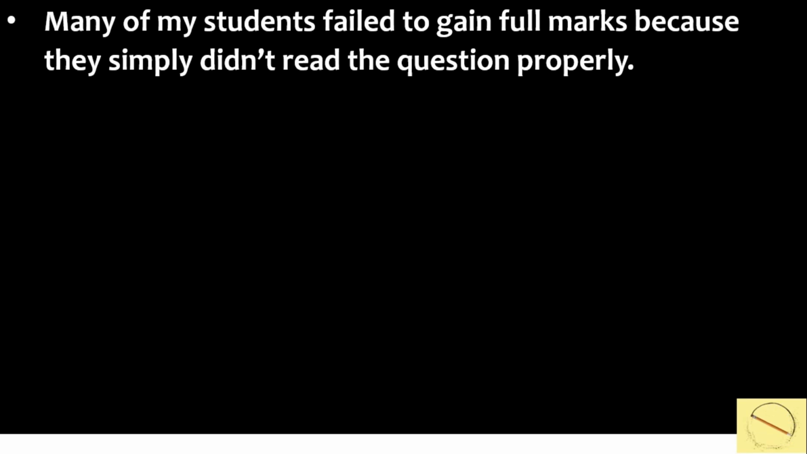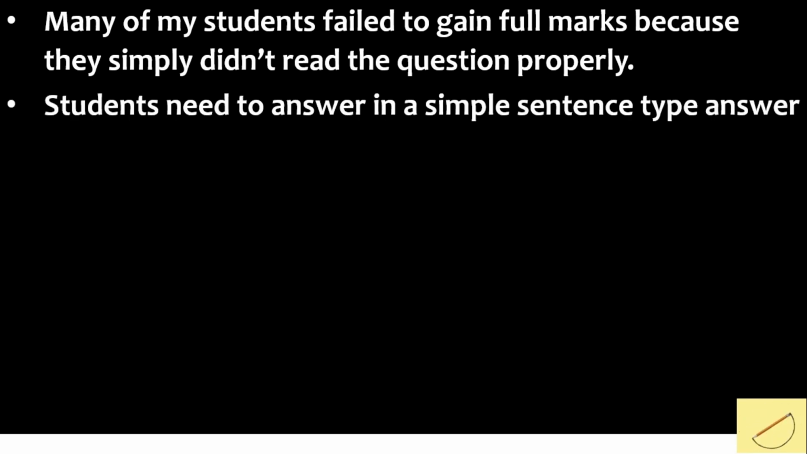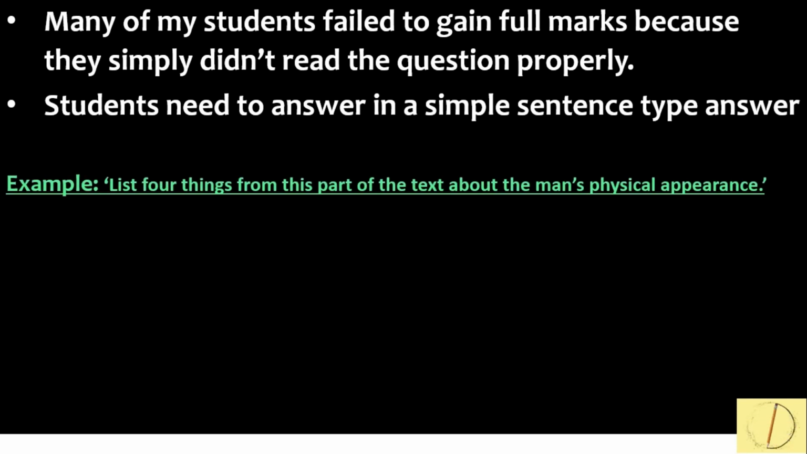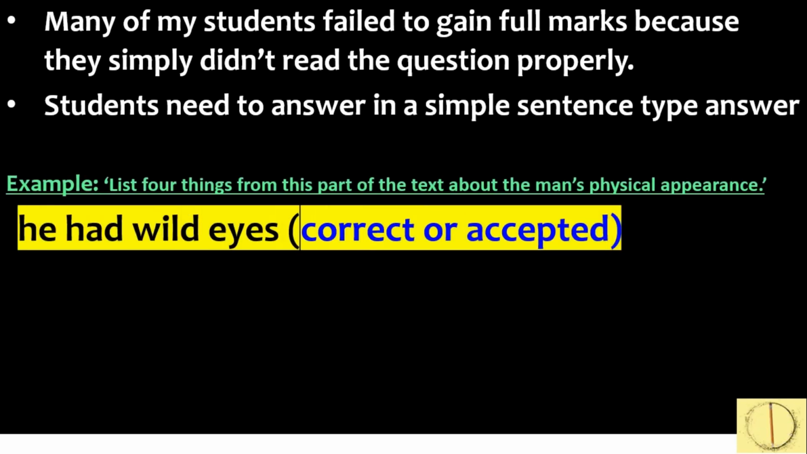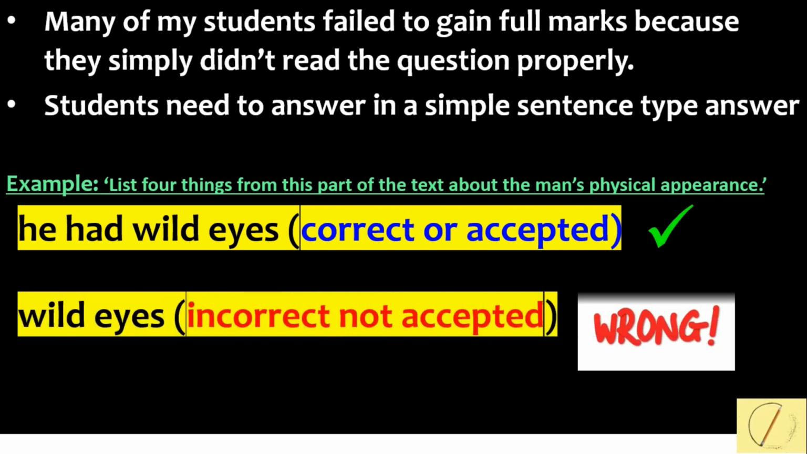Many of the students fail to gain full marks in this question because they simply didn't read the question properly, so that's why you should read twice. Use simple sentences. So for example, if the question is about the man's appearance, you'd write he had wild eyes. Don't just put wild eyes because it might not answer the question.